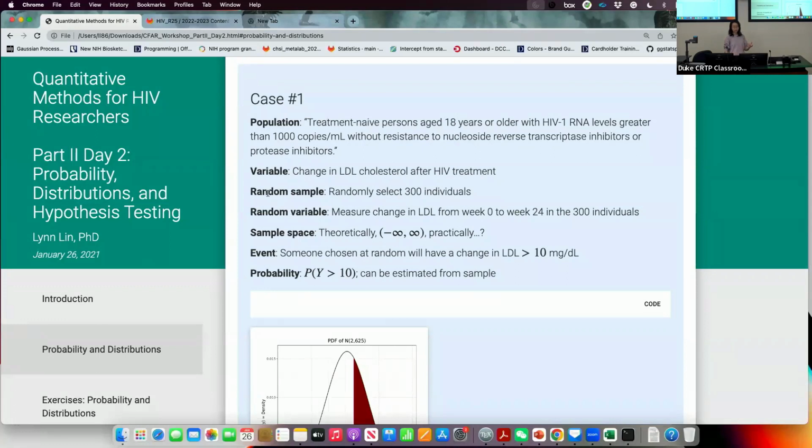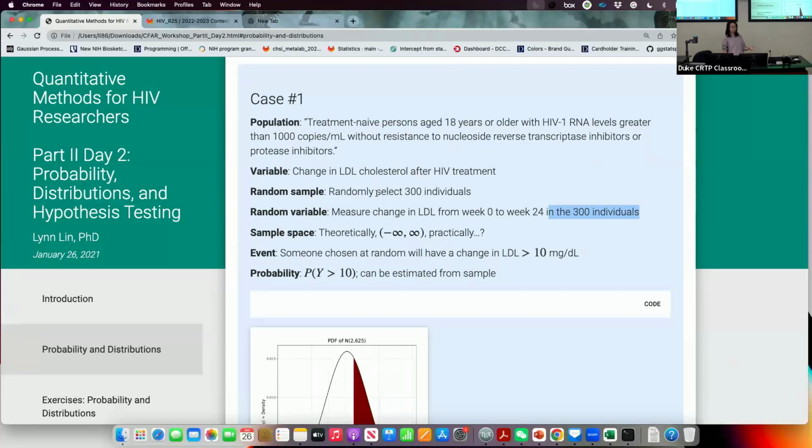Well, the random variable is defined similarly to the variable: the change in LDL. And more specifically, because they are going to do a clinical trial, they have a more concrete definition: the change is from week 0 to week 24. And more importantly, we are only going to measure the change in those 300 individuals. We are not going to measure changes for everyone in the entire population. So this is the definition of our random variable.